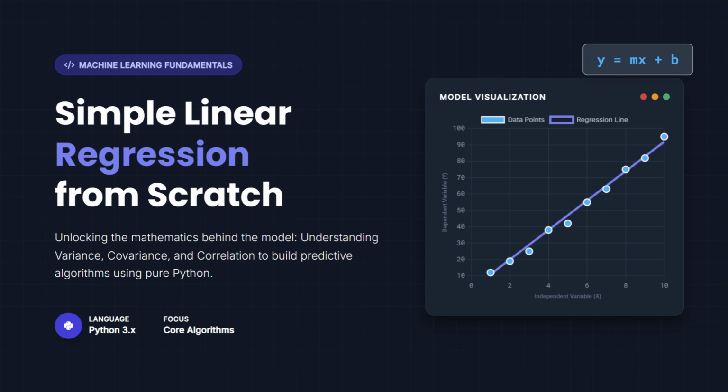No Scikit-Learn, no NumPy, no shortcuts, just basic lists and loops. The language we are using is Python 3, and our complete focus is on core algorithms. On the right side you can see a beautiful visualization, blue data points and a purple regression line showing y equals mx plus b. This journey will help you stop treating machine learning as a black box. By the end, you will know exactly how the line learns to fit the data. So let's begin this exciting journey together.